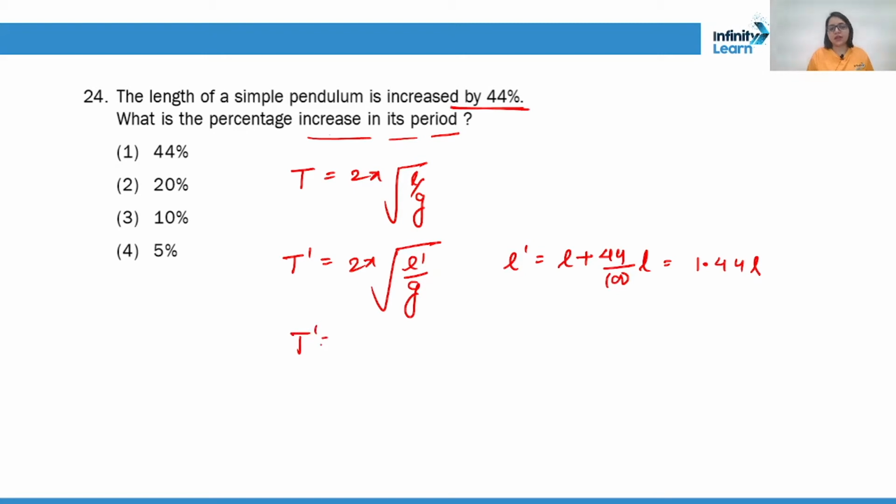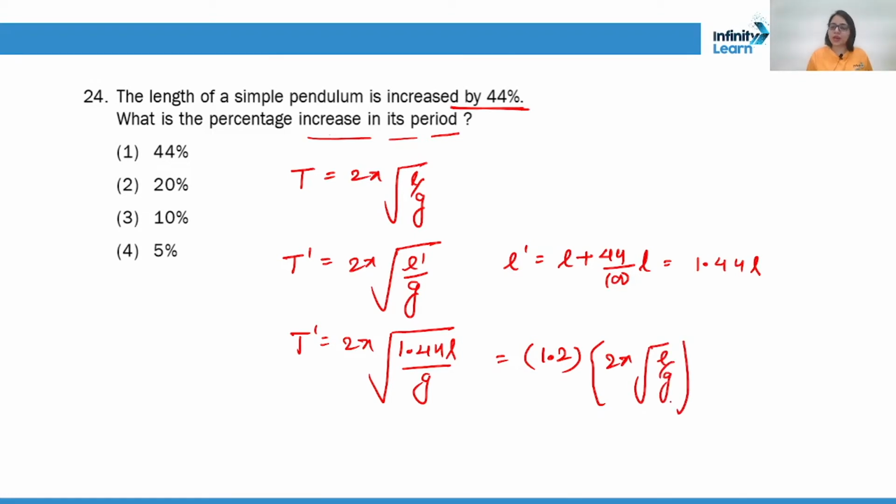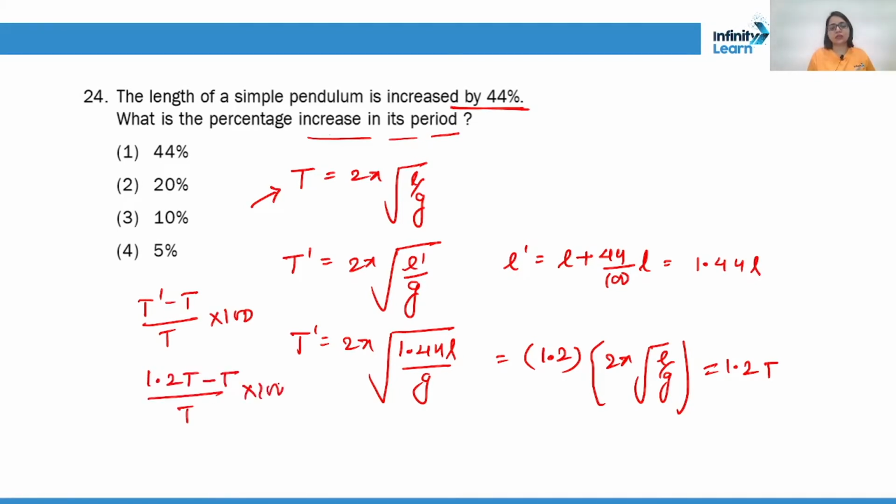So T' will be 2π√(1.44L/g), which equals 1.2 times 2π√(L/g). 2π√(L/g) is the old time period, so it is 1.2T. Right. Now, the percentage change in the time period will be (T' minus T) upon T into 100. T' is 1.2T, so (1.2T minus T) upon T into 100. So it will be equal to 20%, which is option 2.